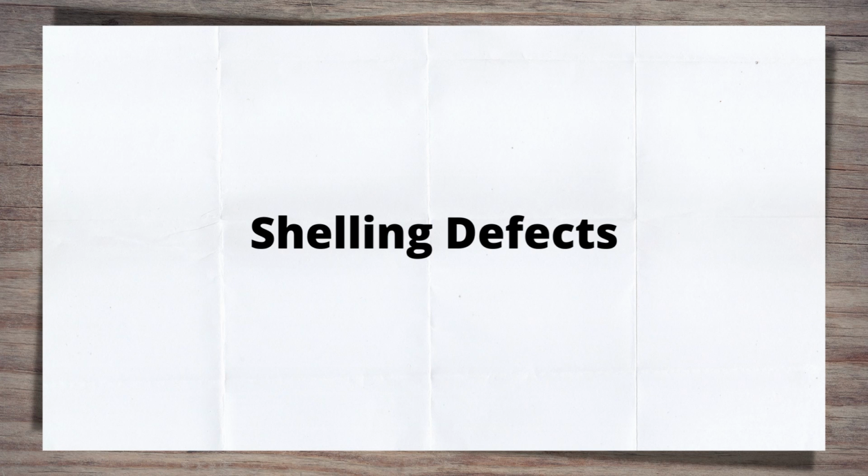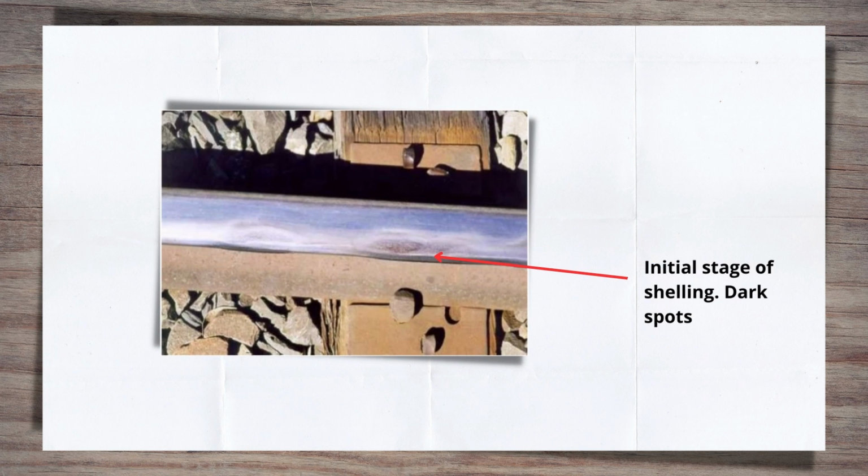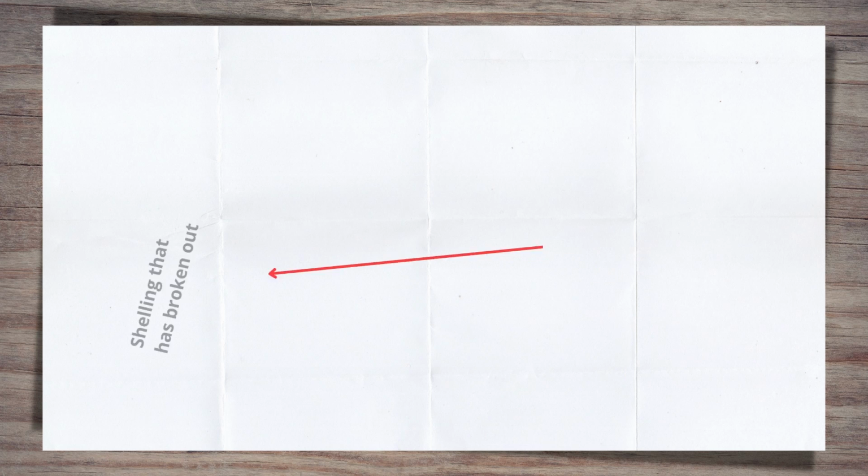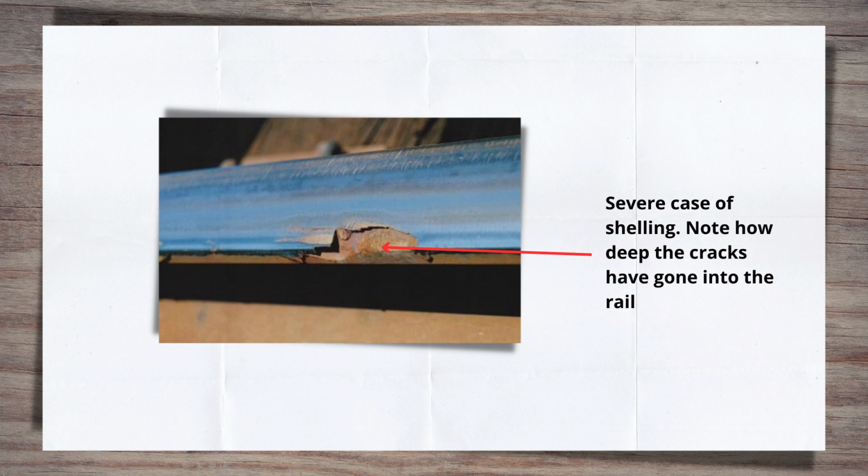Shelling defects are up next. These defects appear when cracks initiate 2 to 8 mm below the gauge corner and start out as dark spots on the rail, similar to squats. The cracks that cause shelling defects tend to extend deeper into the rail, known as a transverse crack. This means that when the material does come away, it's in larger chunks than the two previous defects we've looked at. These cracks can also continue to grow, and if not detected, can extend far enough into the rail to cause it to fail completely.